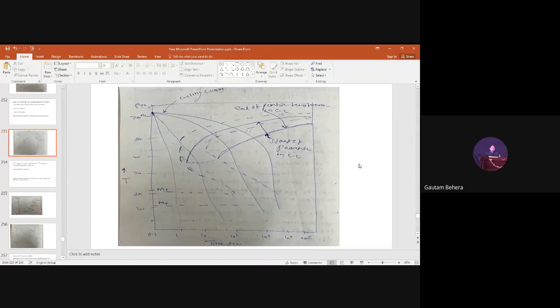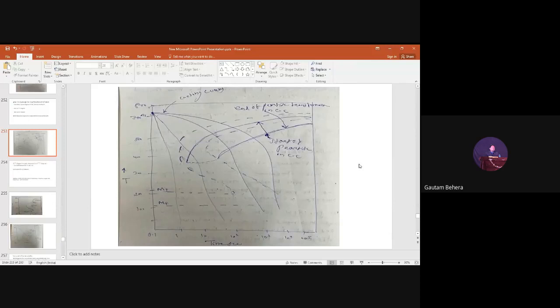Asutosh Sahu. Asutosh Sahu. Asutosh Sahu. Okay, Asutosh Sahu is absent.